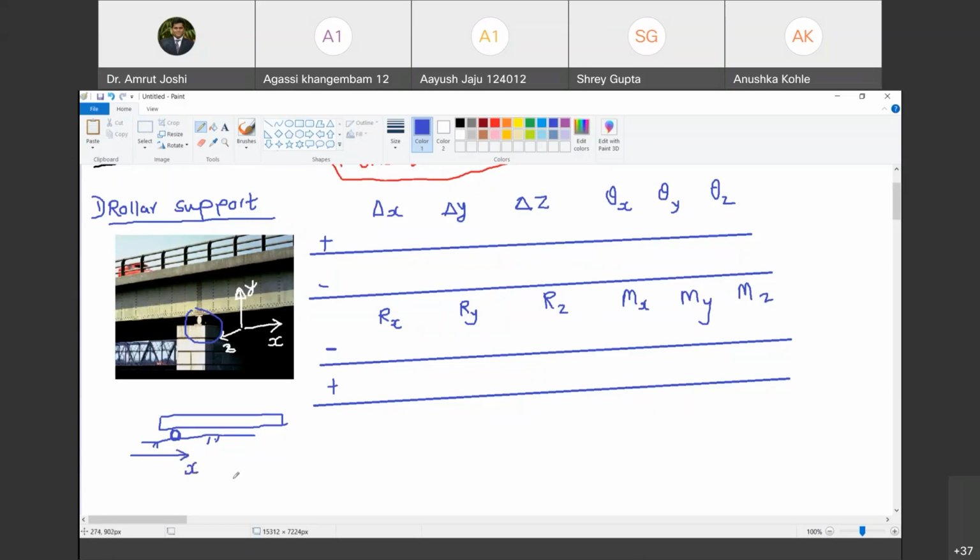Sir, I am extremely sorry to disturb, but can you just repeat what have we done? I have joined the practical now. No issue. We are discussing various types of supports. In that, we are discussing roller support. You can imagine a notebook placed on a pen, and that pen rests on the tabletop. Are you able to imagine that? Yes, sir. So that's what we are discussing.